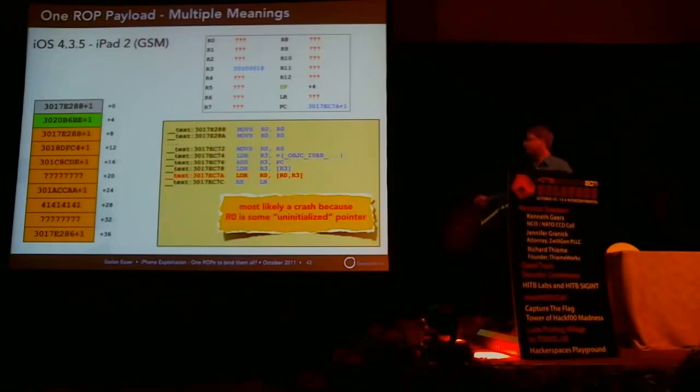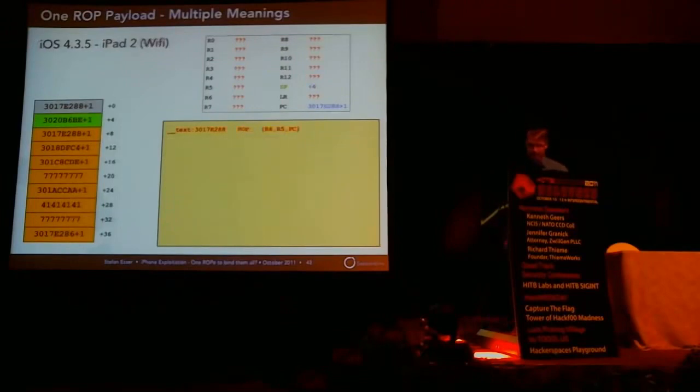Okay, so let's try another device. Finally, we come to the iPad 2 Wi-Fi, and this time it looks like something usable, because we end up on a pop opcode, which will pop R4, R5, and the program counter from the stack. Well, we can just do that, and now we have filled R4 and R5, and we're at a different program counter, and our stack pointer has moved. We are in another gadget, which moves R4 to R3 and then jumps somewhere else. Well, we just do that.